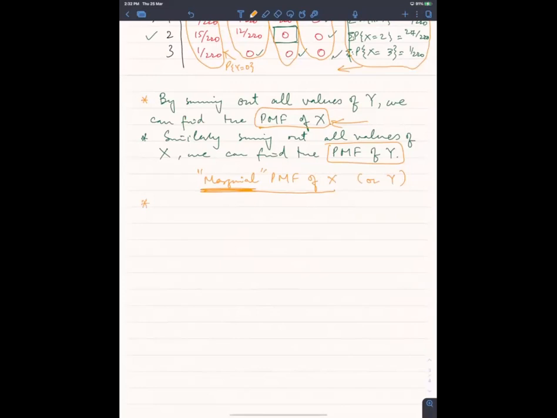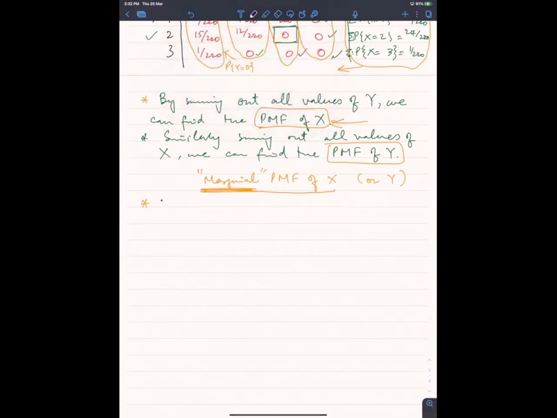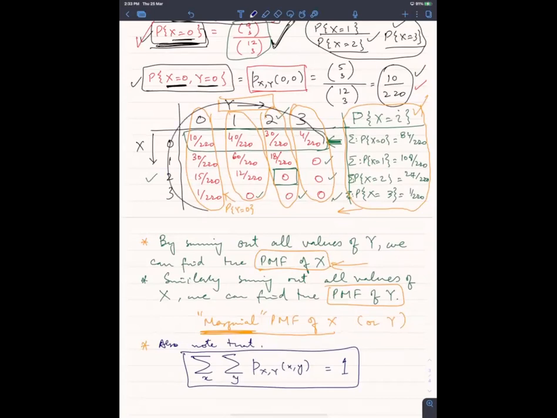Also note that summation over all x and summation over all y, p x y, just like a simple PMF, वो एड अप होके 1 हो जाता है, बिल्कुल उसी तरह से ये भी एड अप होके 1 हो जाता है। कैसे? इन सब को ऐड करें, इन सब को ऐड करें, आपके पास 1 आएगा। वो कैसे?